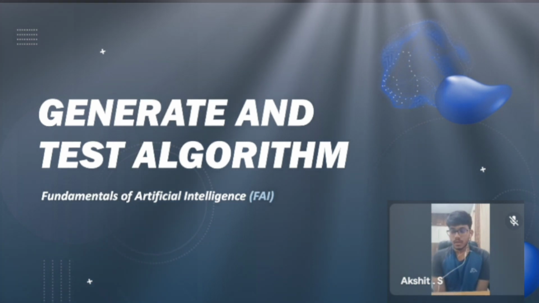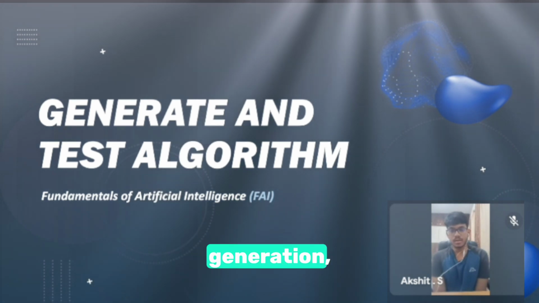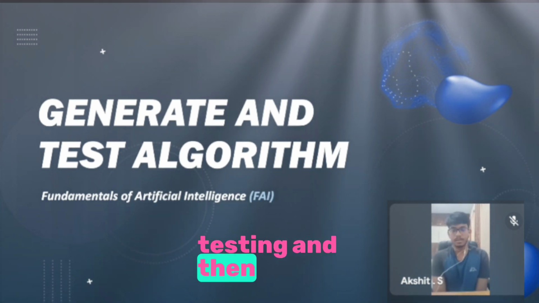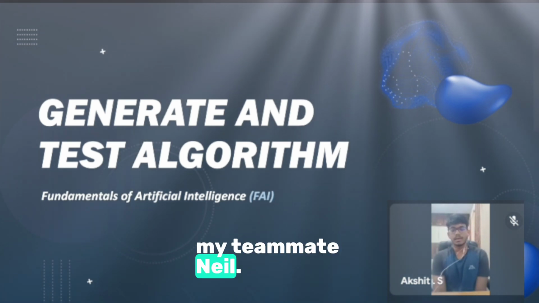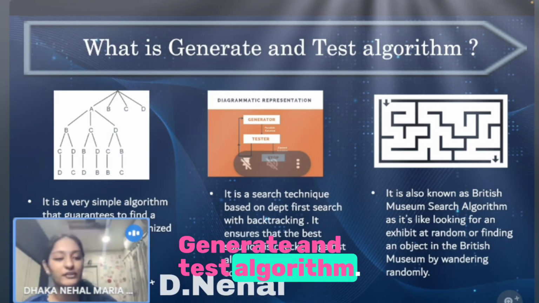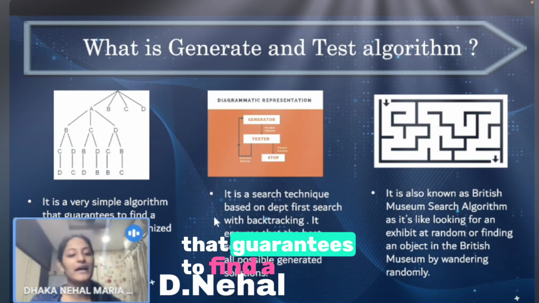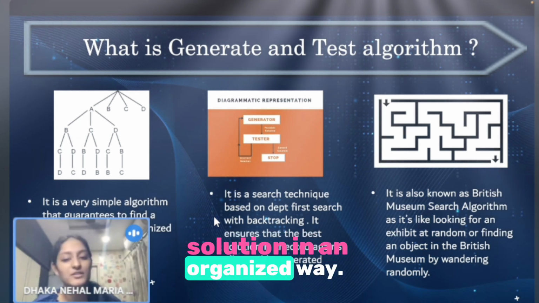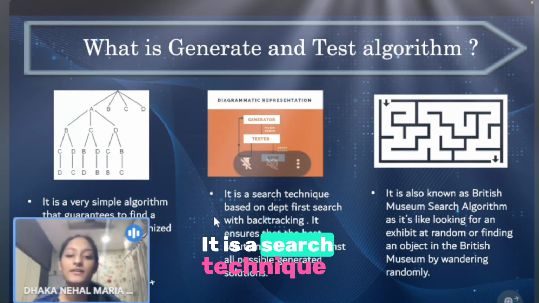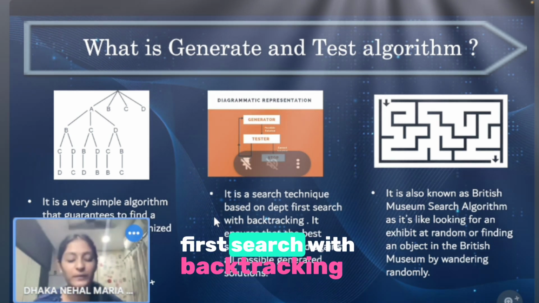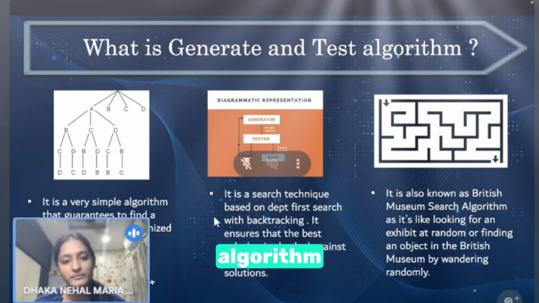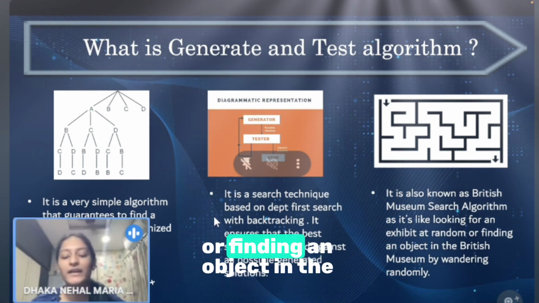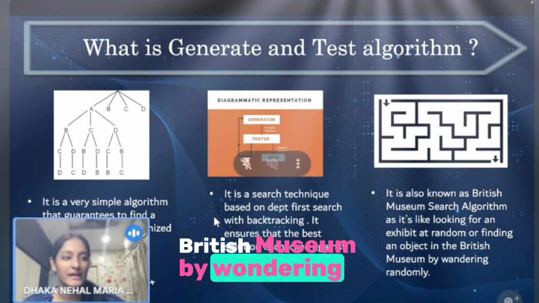Generate and test has three steps: generation, testing, and then repetition. The algorithm will be explained to you in detail by my teammate Neil. Generate and test algorithm is a very simple algorithm that guarantees to find a solution in an organized way. It is a search technique based on the depth first search with backtracking, and it is also known as the British Museum search algorithm, as it's like finding an object in the British Museum by wandering randomly.